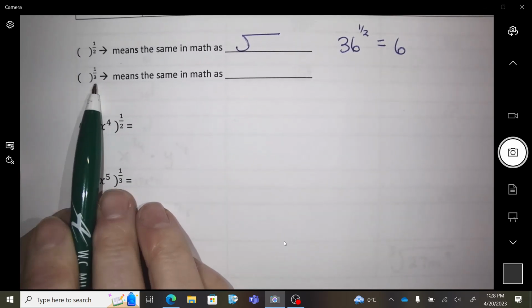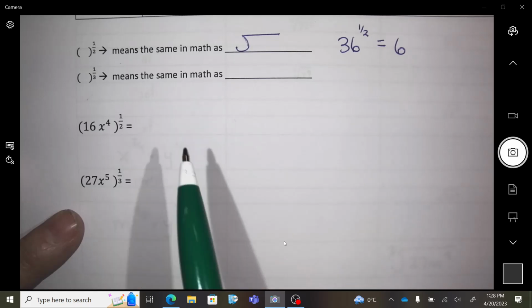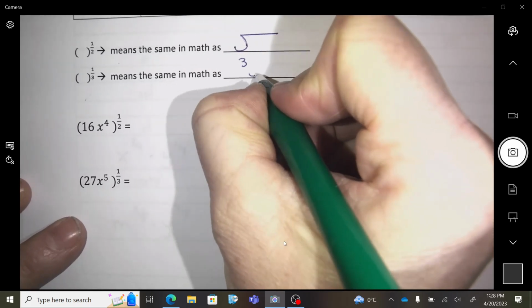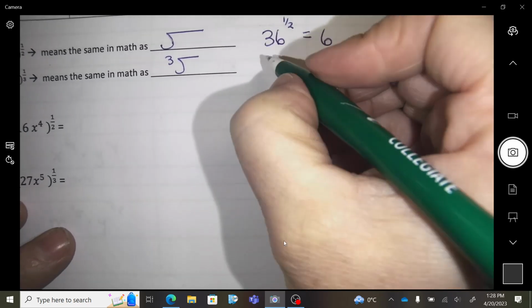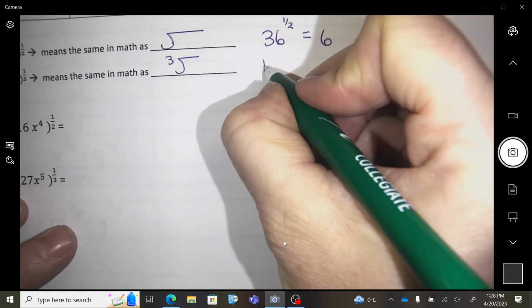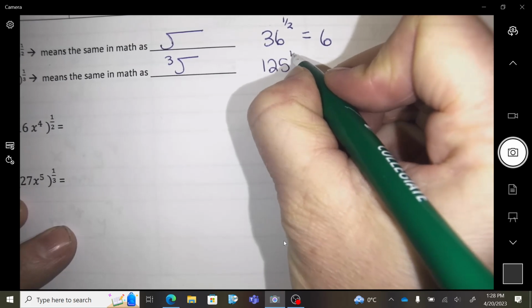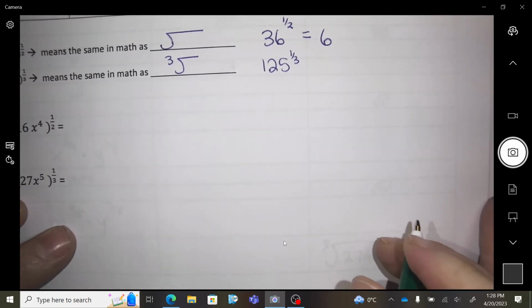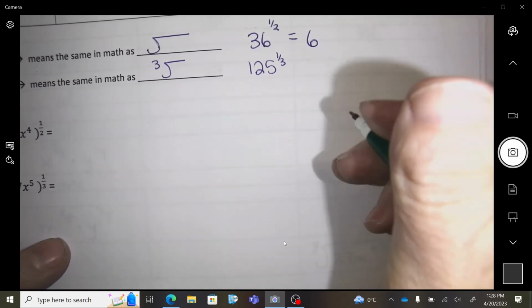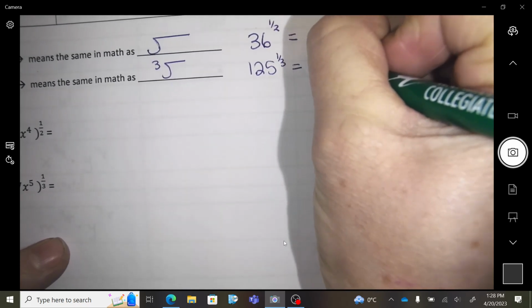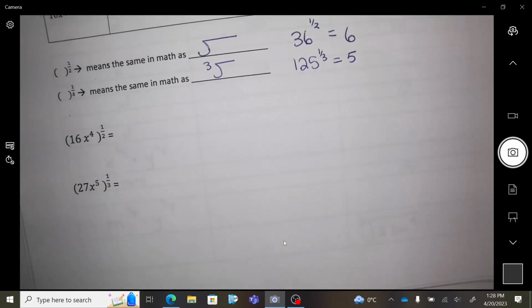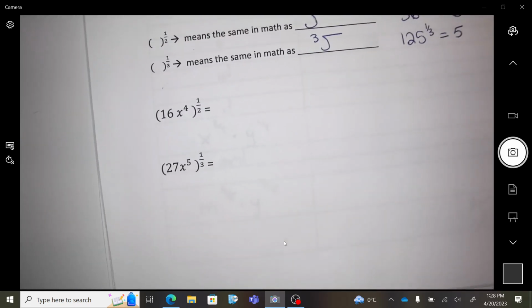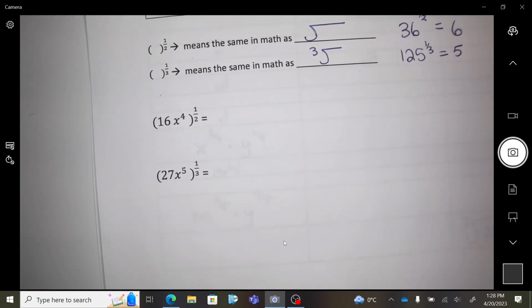The exponent 1/3 in math is the same as doing the cubed root of something. So if I do 125 to the 1/3, I should get 5. Okay, so do you not believe me?